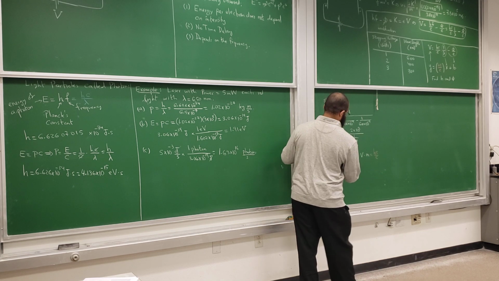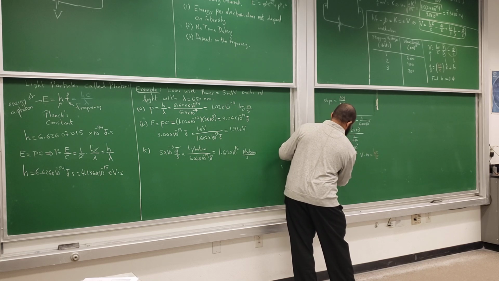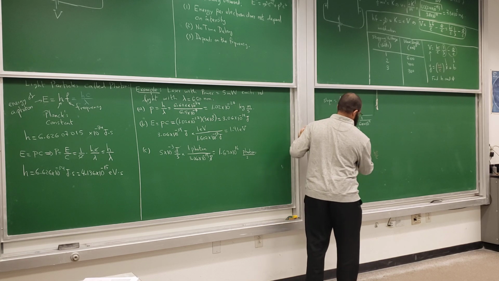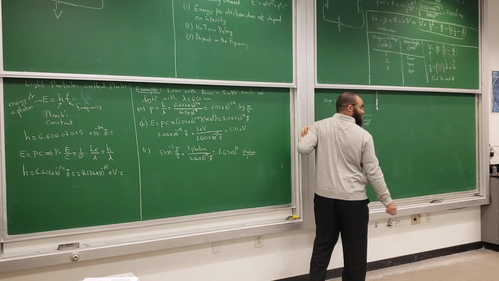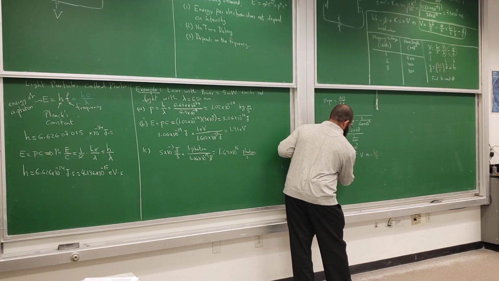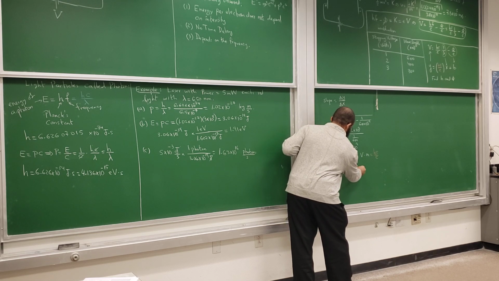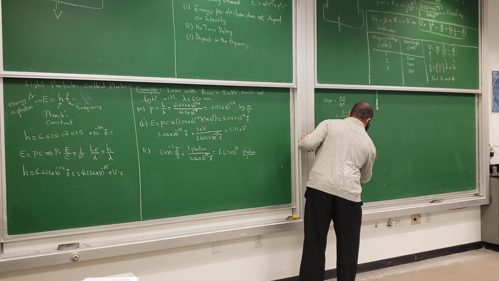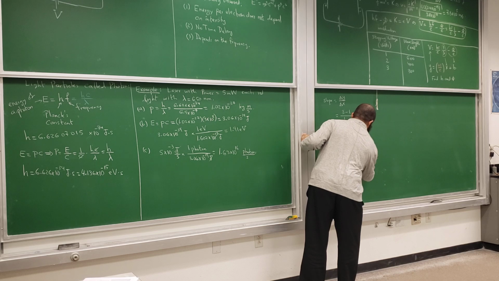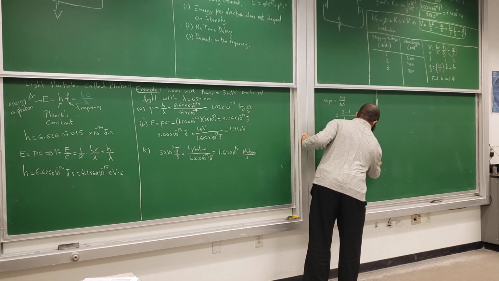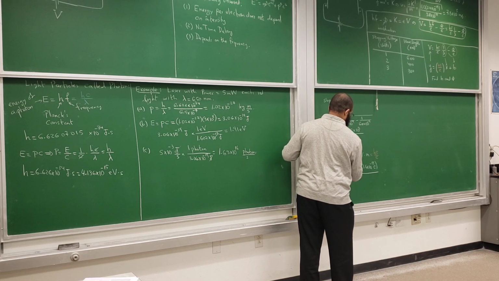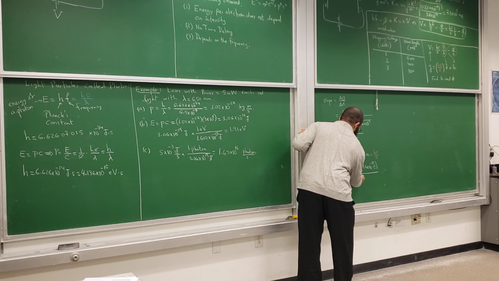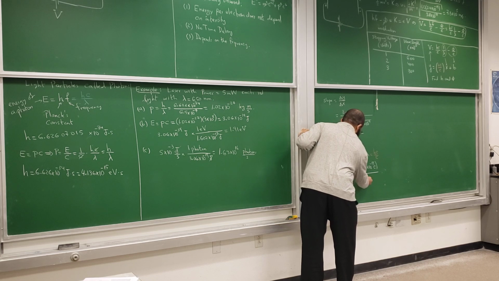So h will be equal to the slope times e over c, right? The slope is 1.2 times 10 to the 12 volts times meters, times e. e is 1.6 times 10 to the minus 19 coulombs, okay? And then over c. c is 3 times 10 to the 8 approximately meters per second.